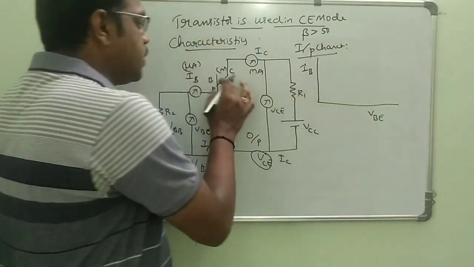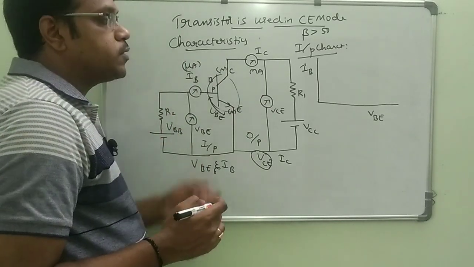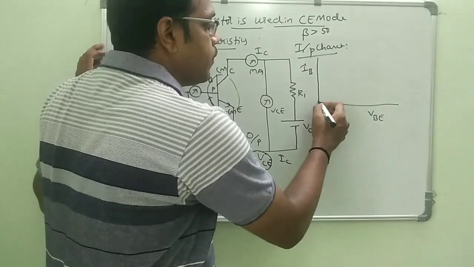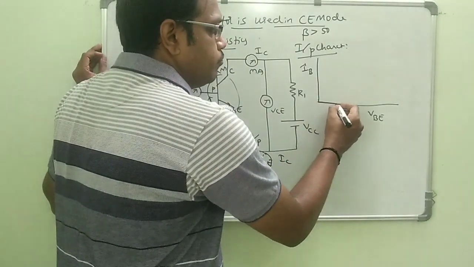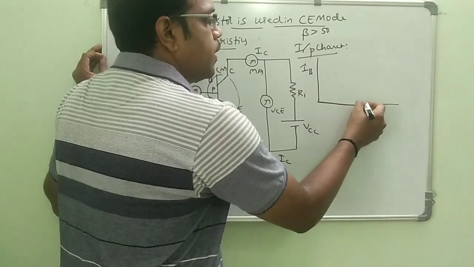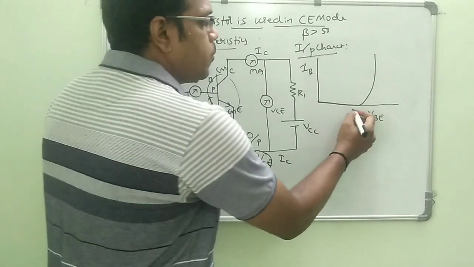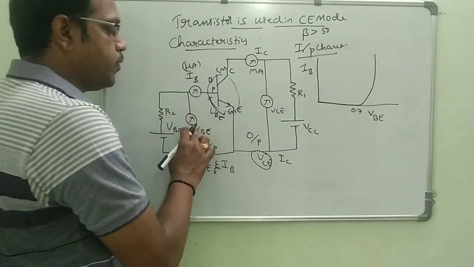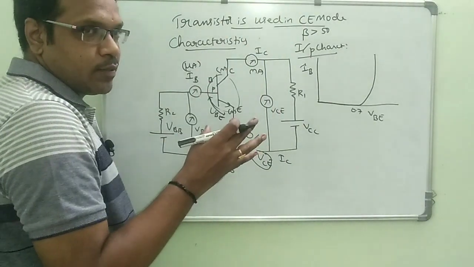Suppose I am using a silicon transistor. For a silicon transistor, what is the potential barrier? 0.7. Up to 0.7 it will not allow any current. After 0.7 you will get gradual changes in the current IB. So up to 0.7 you will not get any current, but once 0.7 comes in the VBE, you will get it here. Up to that point it has some resistance.